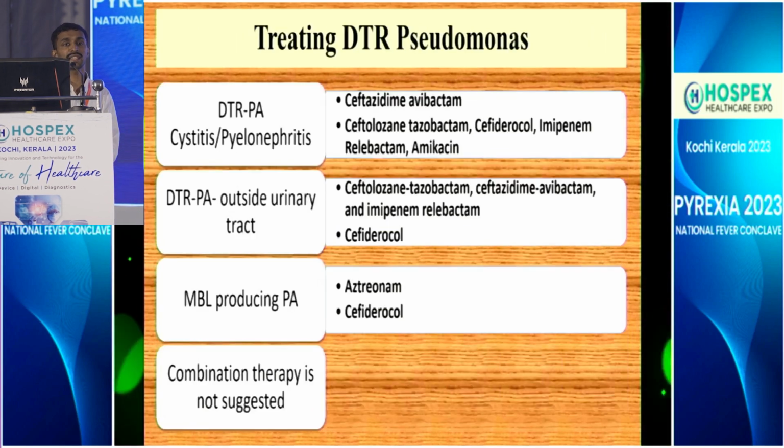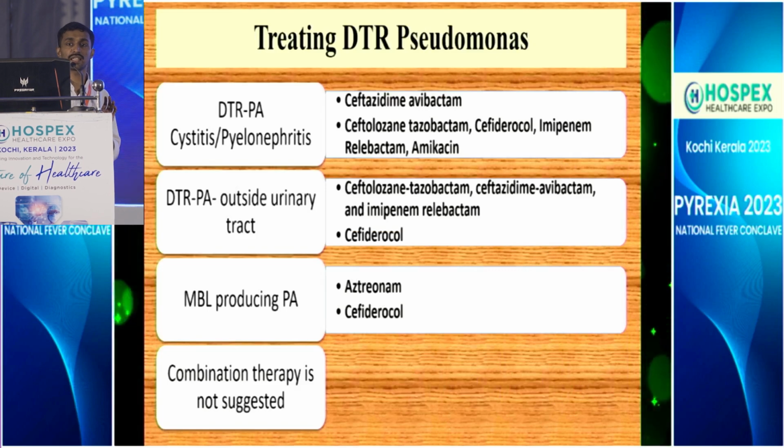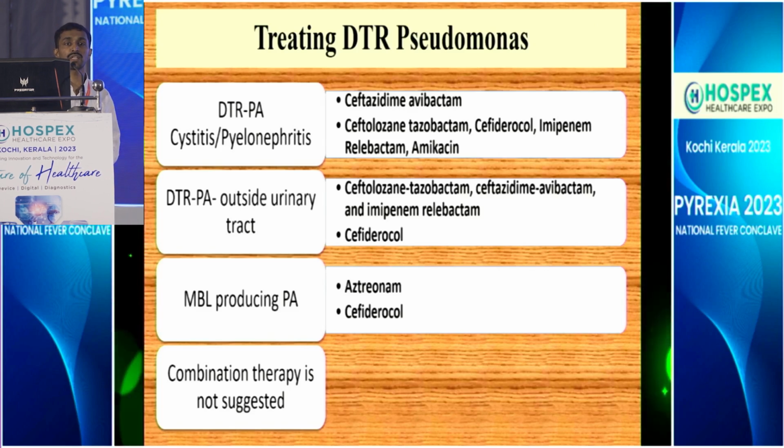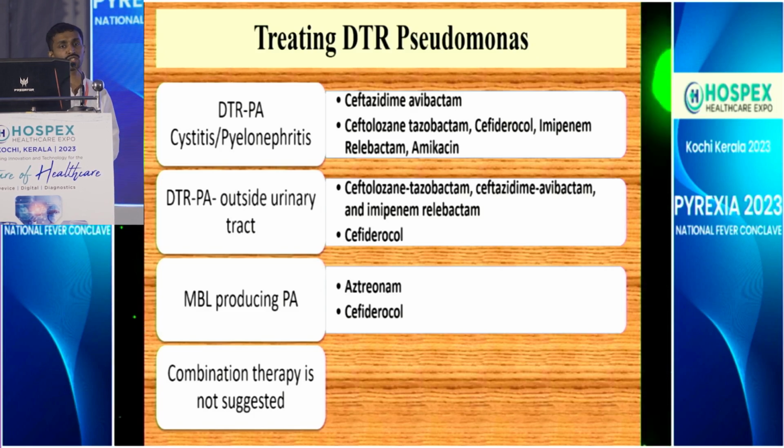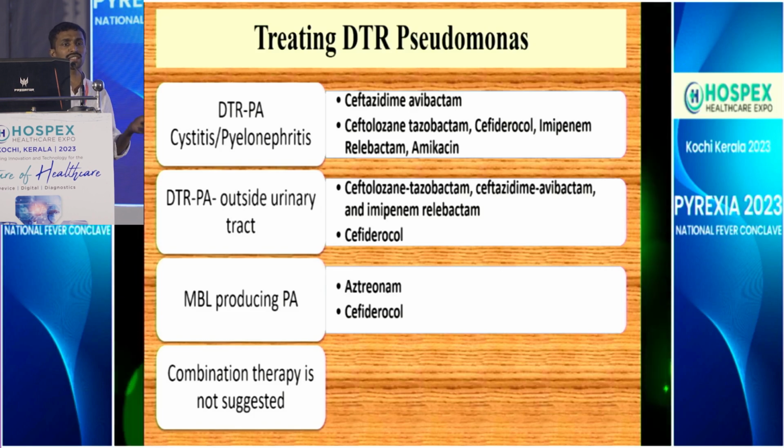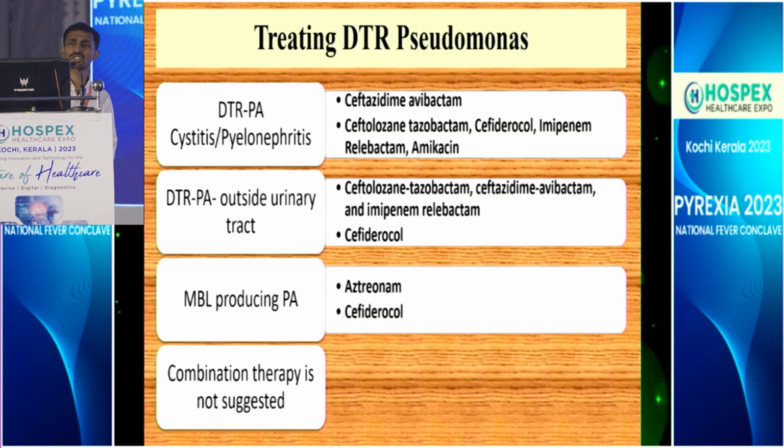How do you treat this? The drug that I mentioned earlier, ceftazidime avibactam, is a very good drug in treating DTR Pseudomonas. And of the rest of the drugs that have been recommended, except aztreonam, none of them is available in India for the time being. There are newer drugs like cefiderocol, imipenem relebactam, ceftolozane tazobactam. All these things are there. Hopefully, these wonder drugs might be coming to India in the next 2-3 years so that this challenge could be addressed.